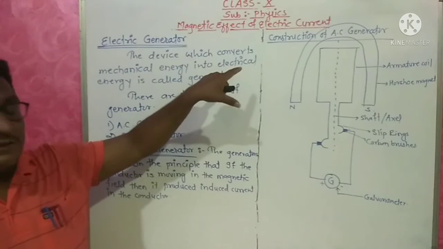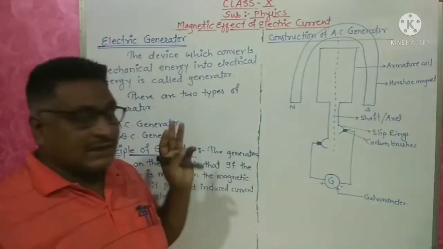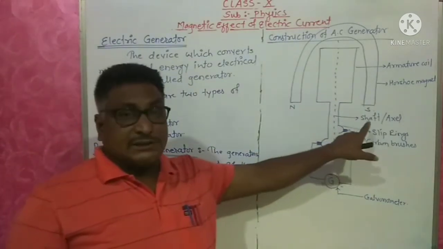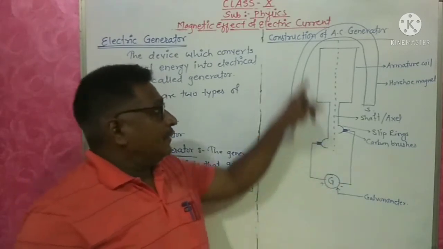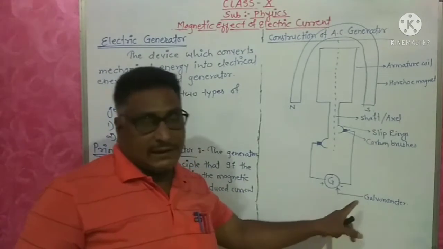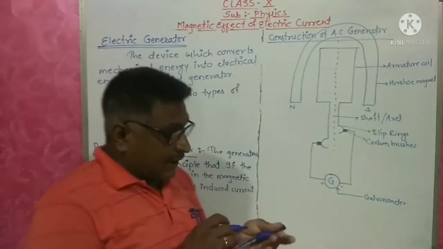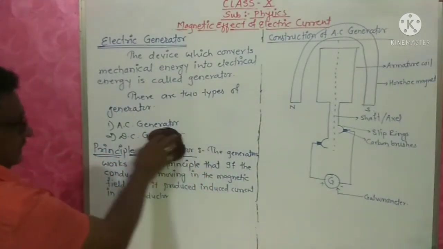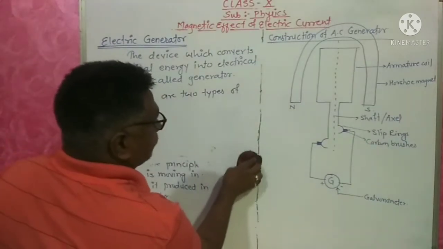So this is the circuit diagram for the AC generator. Both diagrams are the same, only the difference is what? There we use split rings and a battery, but in the AC generator we use slip rings and a galvanometer. This is the only difference. So how to write the construction? Whatever we connected, we have to write step by step.